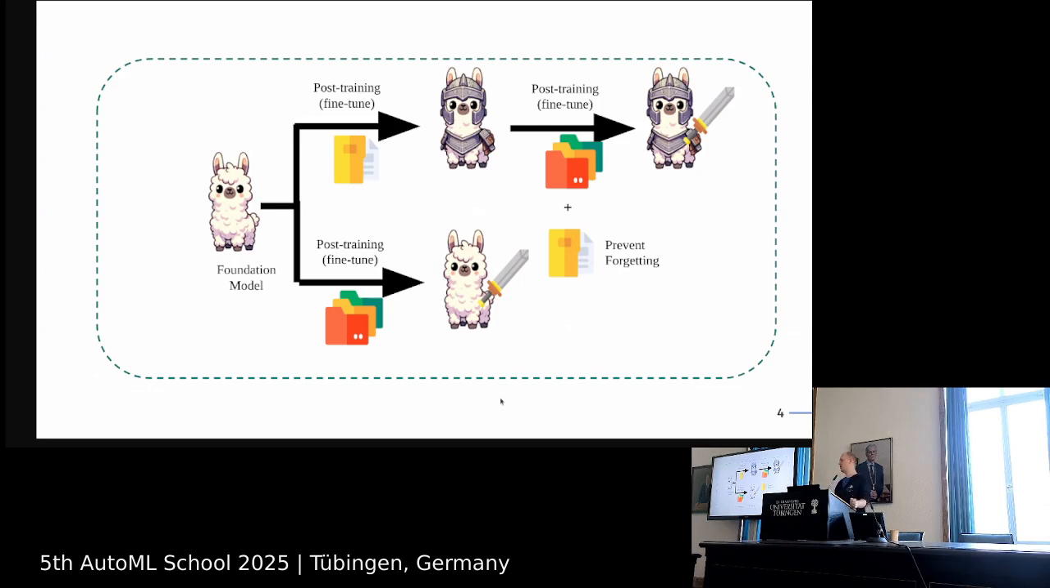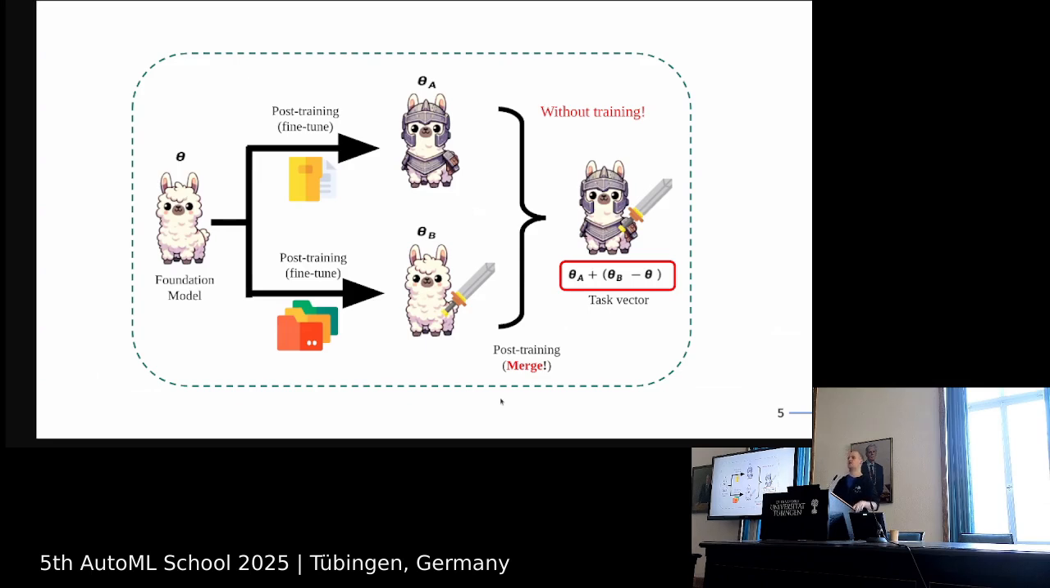Maybe the standard way is that you then try to do another fine-tune. You try to put these data sets together, and you just pile on more data sets. You try to stop forgetting things to eventually get this model that, for example, here has both the armor and the sword. And this is the traditional way of doing post-training adaptation of models for different domains. But a different way of approaching this is the idea of model merging.